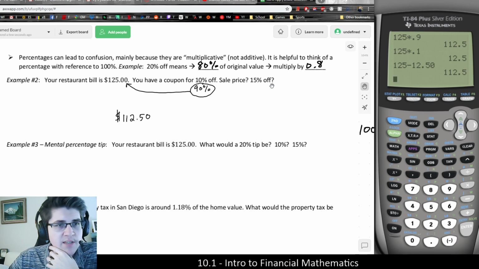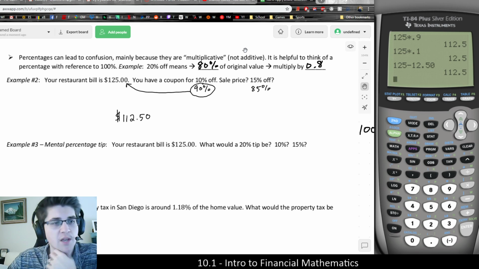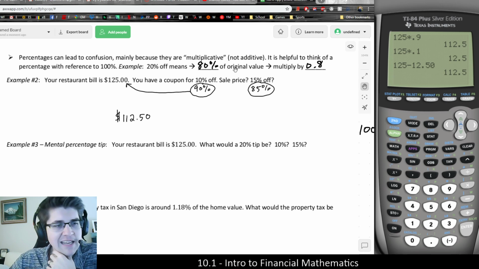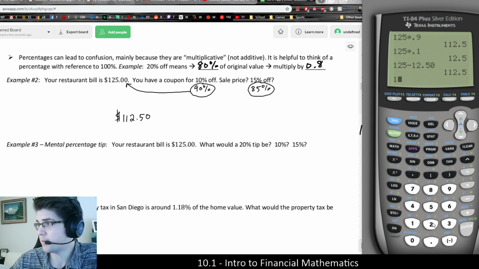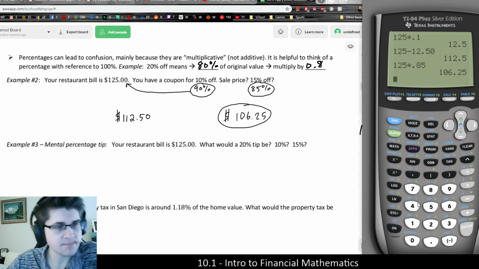Or say for example I wanted to do 15% off, that would be 85% of the original value. And it's pretty easy. You just take the difference between the percentage and 100, and that's the percentage of the original that I'll be paying. So instead of thinking how much I'm going to be saving, I'm thinking about how much I'm going to be paying. I'm going to be paying 85% of the original bill. And to me, I think that makes a lot of sense. So a 15% off check would be $106.25.